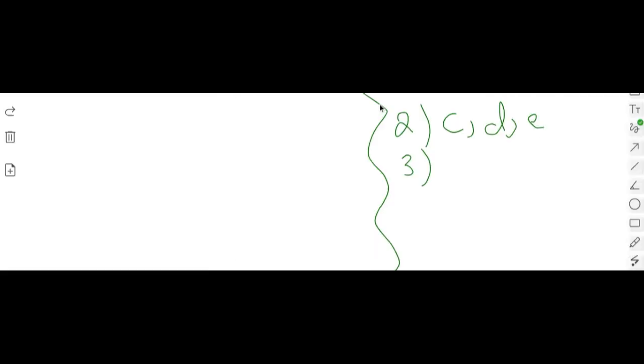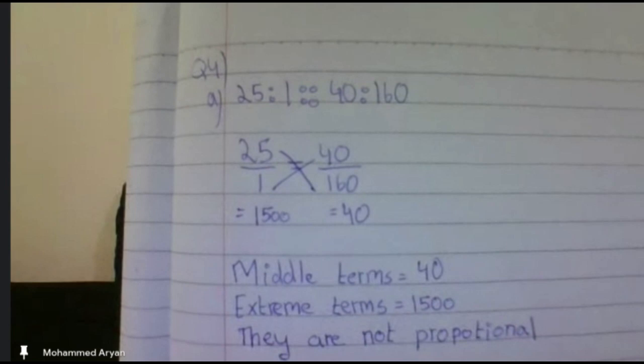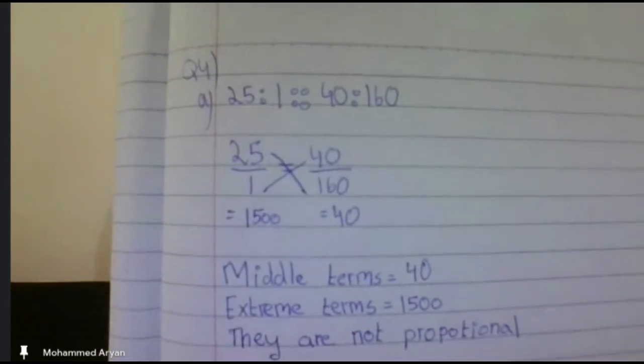Here we have how many? C and D. C and D. Okay? When you're done, let me know. 5 by 1, 40 by 160, 1540 middle terms, extreme terms, and they are not proportion. Very good. Excellent work.